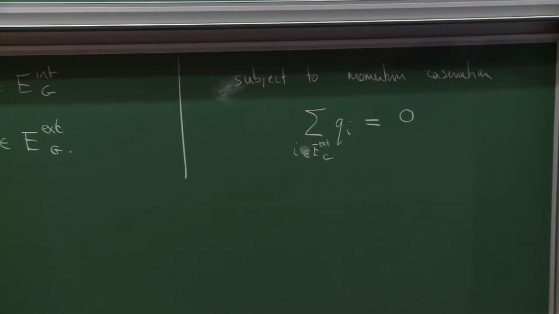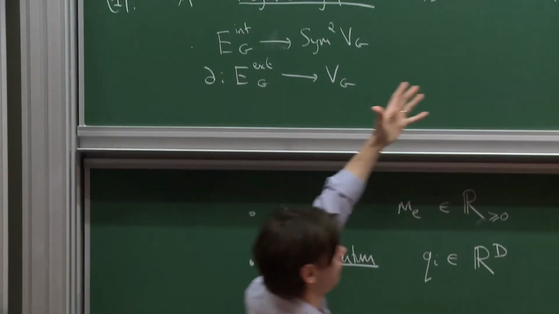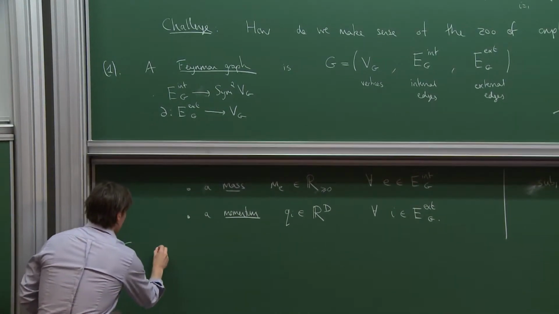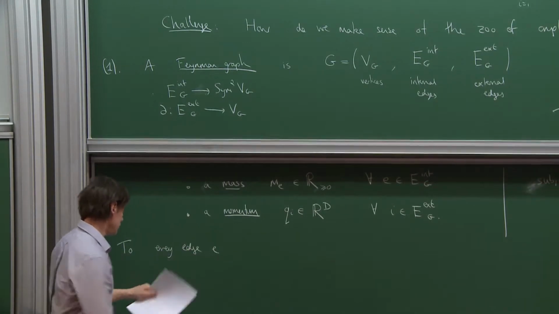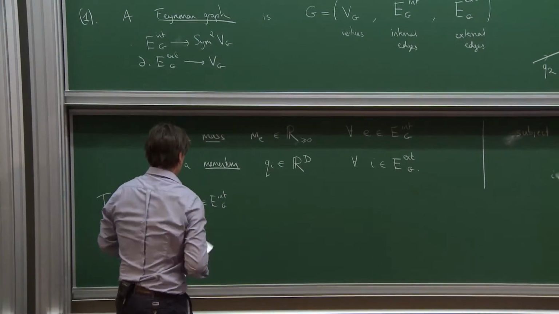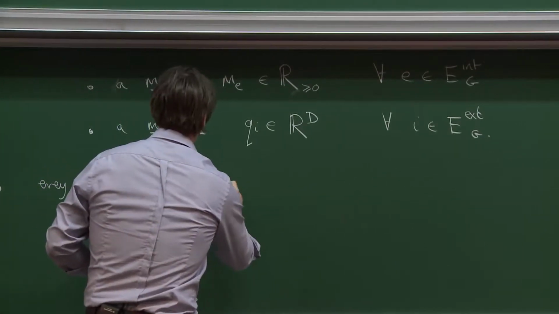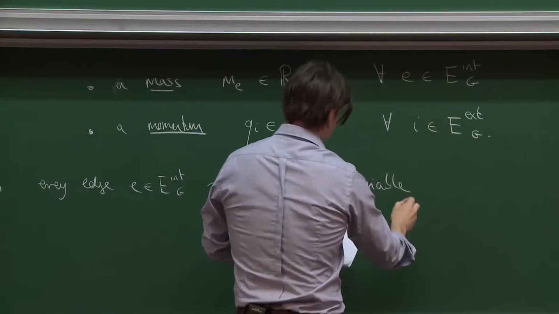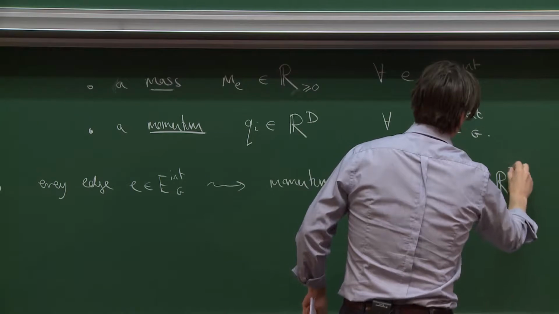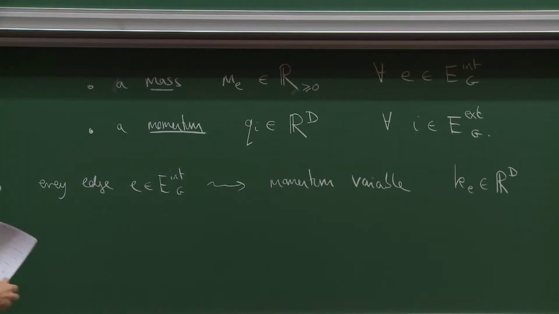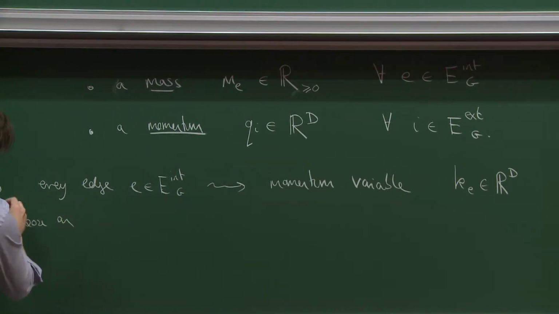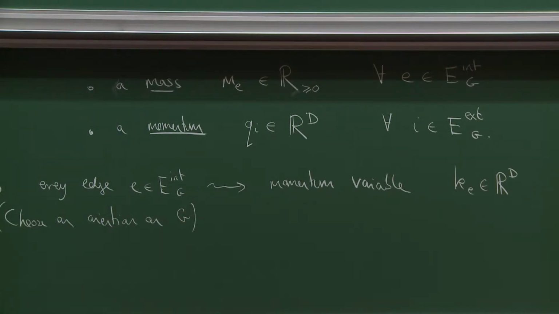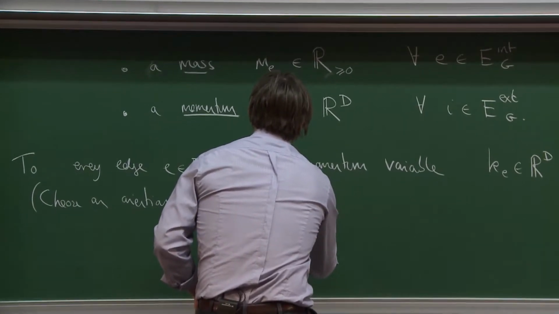Right, so now we want to write down an integral associated to such a Feynman graph. So a Feynman graph is the graph with this data. And to do that, we need some integration variables. So to every internal edge E, we assign a momentum variable k_e, which is a d vector. Now, sort of temporarily, I'm going to choose an orientation on the graph, just to write down the integral, but it won't depend on this. The integral won't depend on this orientation. So choose an orientation. You'll see why in a minute.